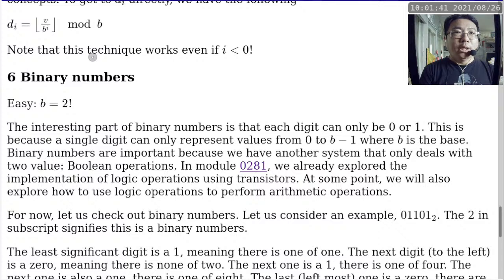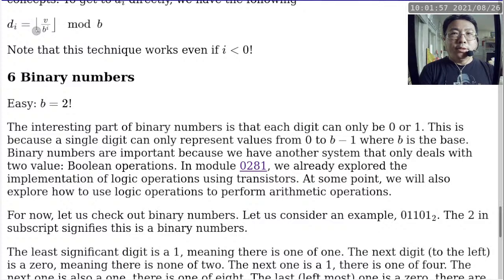Now, it only gives you one digit at a time, which is very tedious if you want to convert the whole number, but it gives you the foundation of doing base conversion for all the digits. So we'll take a look at this equation, memorize.